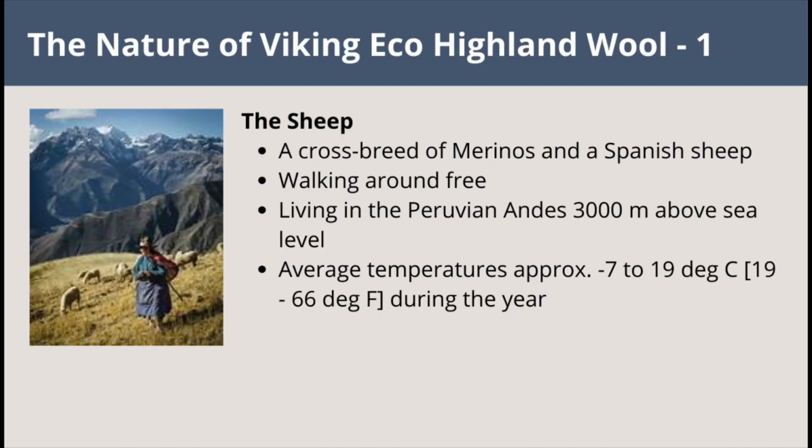But when talking about the yarn now and the dyeing process, I would like to go a step backwards, because when looking at the properties of a yarn, it is of importance where the sheep are bred and how they are bred and their climate. So let's have a look at this Viking Eco Highland Wool in the first poster here. Because these sheep, what is it? It is actually a crossbreed of a Spanish sheep and the merino sheep, and that's why it gets all of the good properties of the merino wool.